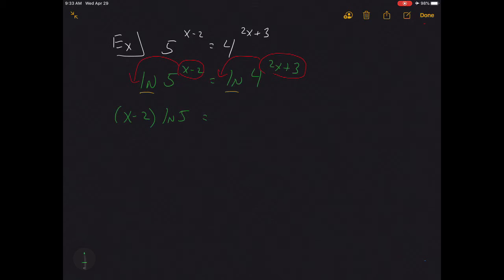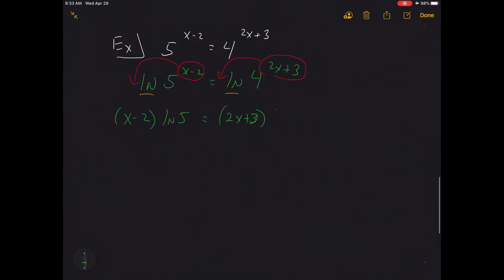And we're going to do the same thing on the right. We're going to have 2x plus 3, but we're going to put that in parentheses. And then we're going to have the natural log of 4. Now the ultimate goal here is to solve for x. So what I need to do is distribute the natural log of 5 through everything on the left-hand side, and I need to distribute the natural log of 4 to all the terms on the right-hand side, because that's the only way I'm going to get those x's out of the parentheses there.